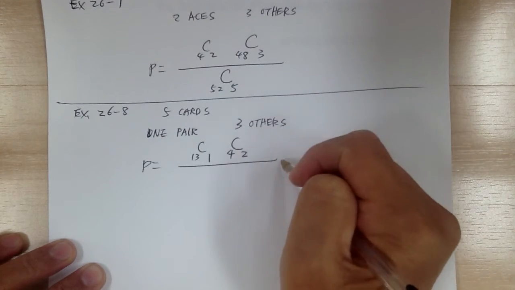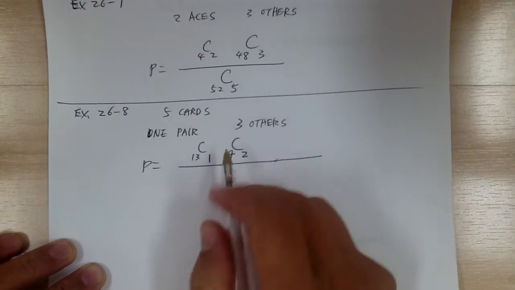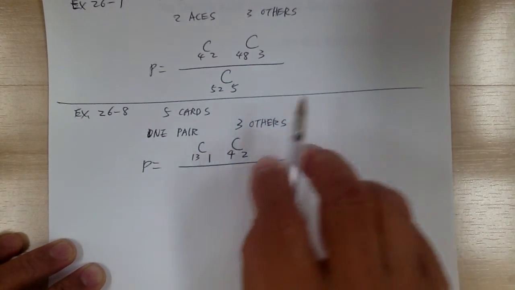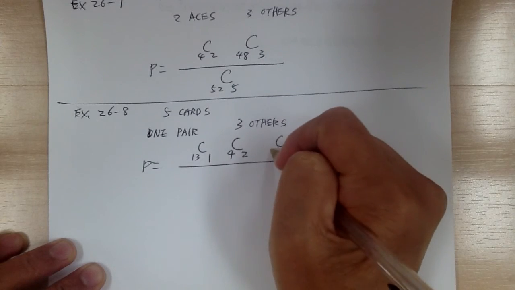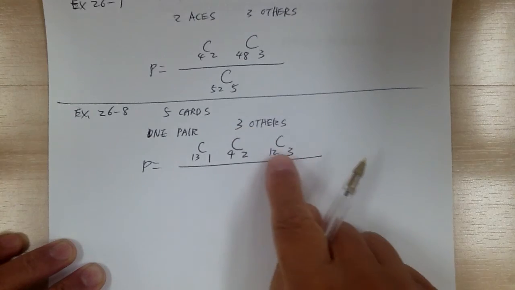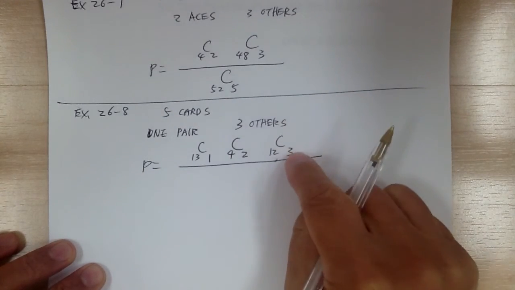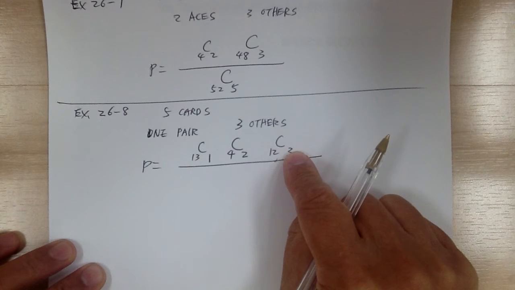Now to get the other cards, first you have to choose a rank. Because you chose 1 rank already, you have 12 ranks left over. Out of those 12 ranks, you're going to choose 3, because all 3 cards have to be different ranks, or else you'll end up with a different pair. So you have to choose 3 different ranks.